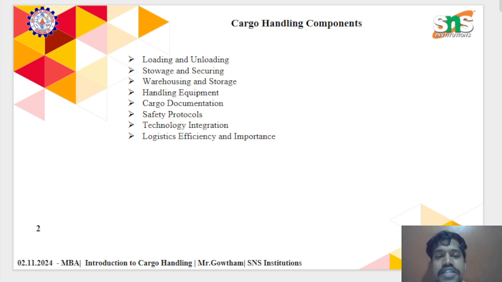Storage and securing is very important. The warehouse is the particular place where we keep the goods for safety purposes. That is called storage and security. Warehousing and storage is in between. Like, I am in Coimbatore, and goods are sent off through a truck or other roadway transport vehicles. They settle down in one place for two days or one week. That is called warehousing and storage.